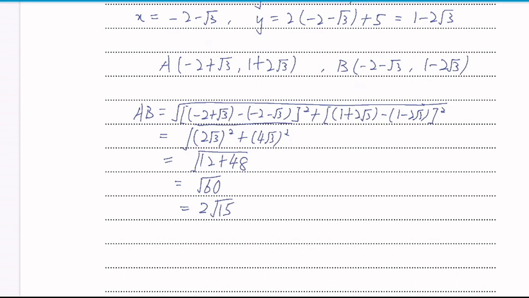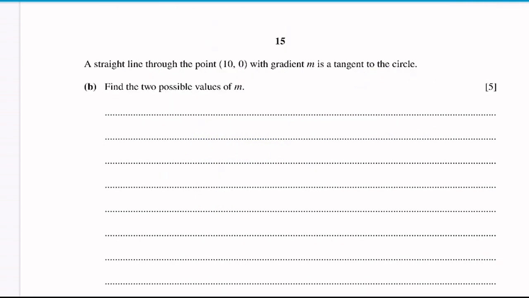So what we can do in the next part, we have part B. A straight line through this point, which is (root 5, 0), with gradient m is a tangent to the circle. So find two possible values of m. So what is happening in this case here? They tell us that there is a line that passes through the point, and the gradient is m. So it already gave us a point, and it tells us that the gradient is m here.